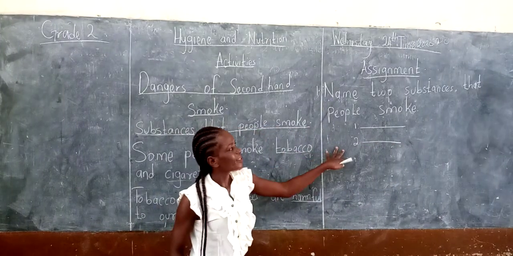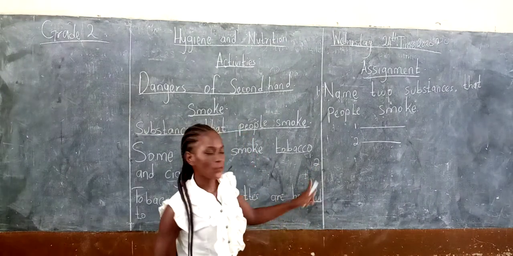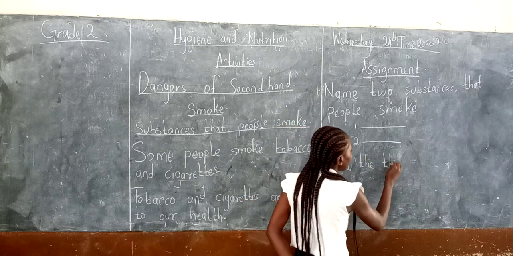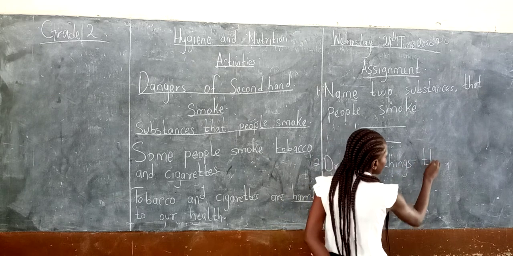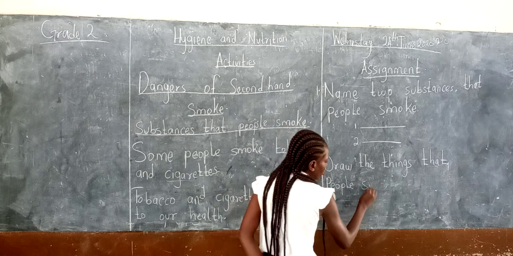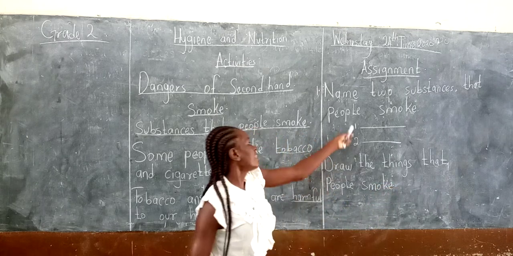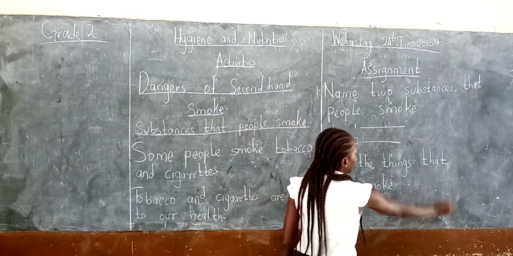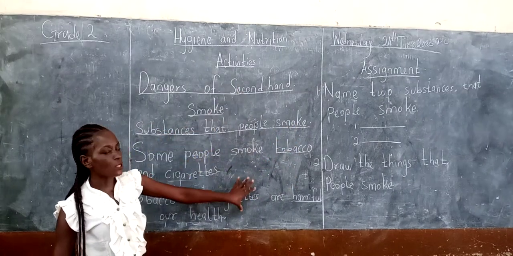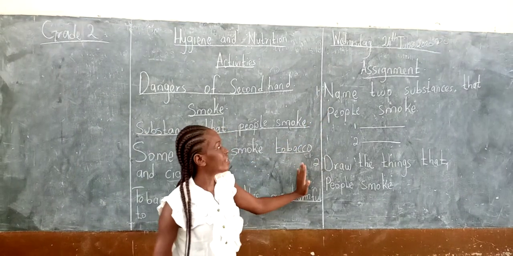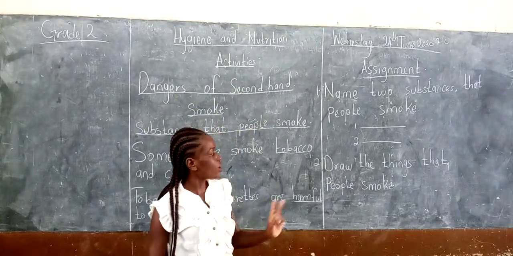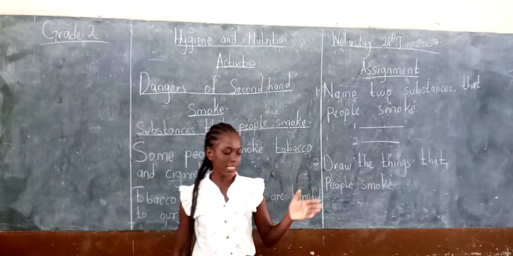Now, after you name them, number two, I also want you to draw the things that people smoke. So after naming them here, you will come and draw them. I hope you got something and you can remember what you've learned. I want you to copy these notes in your exercise books. Then when you are done, you do our assignment. You name two substances that people smoke. Then after that, you will draw those things that people smoke.